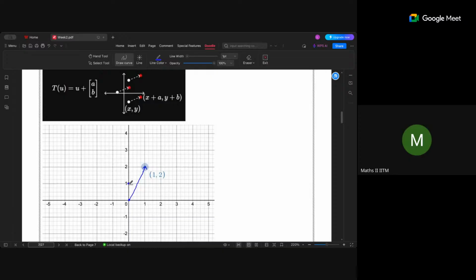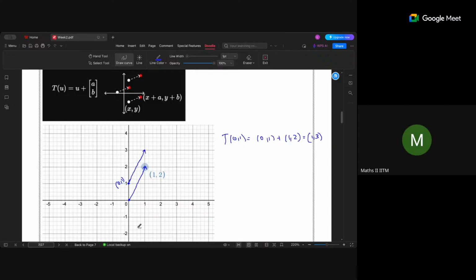What is this point? Can anyone say what is this point here? 0 comma 1. Okay, my 0 comma 1 will go to which vector? Under this translation operation, T of 0 comma 1 is 0 comma 1 plus 1 comma 2. So what is the answer here? Sorry, 1 comma 3. Yes, so it is translated to this vector here.